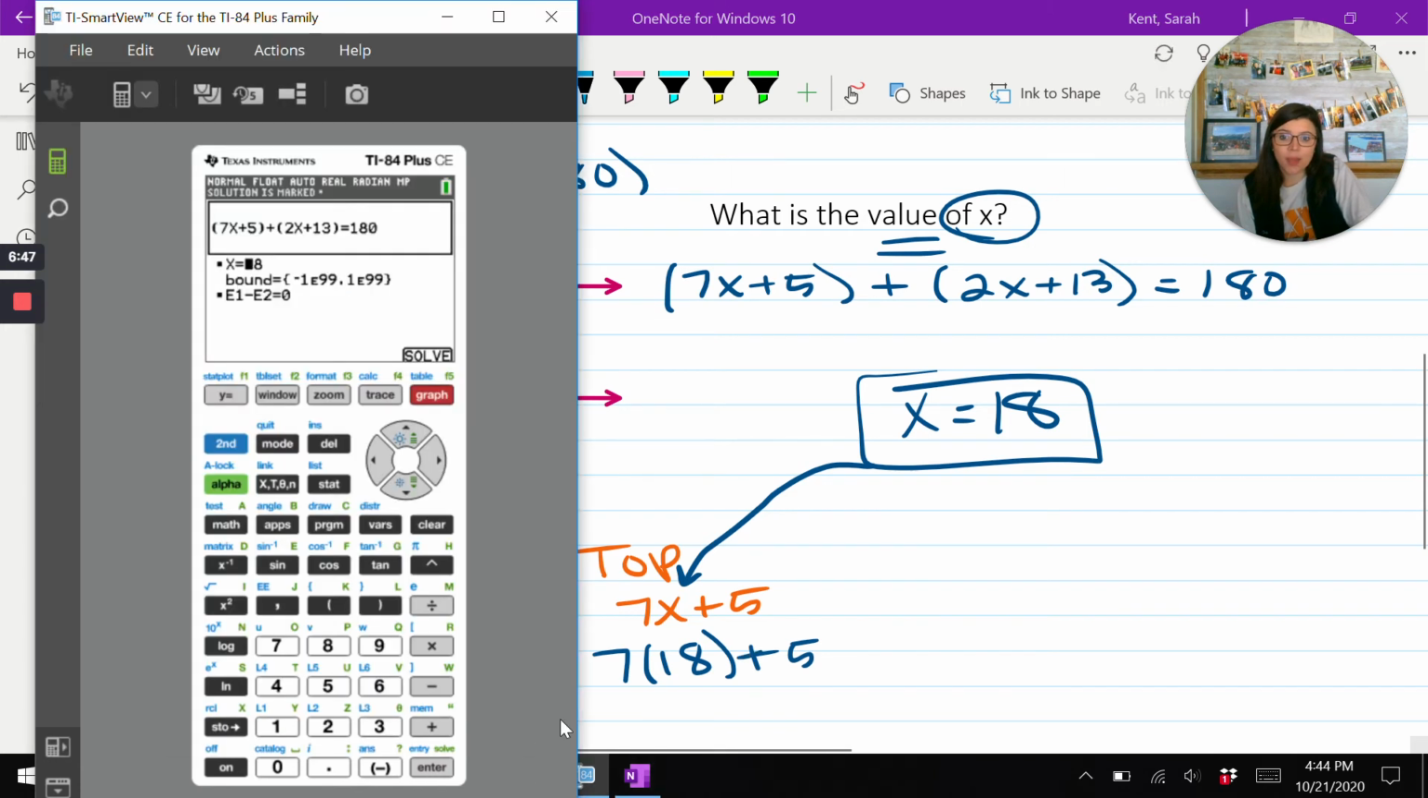So if I go to my calculator, I do not need the numeric solver. I just want this screen. And I can type in 7 times 18 plus 5. When I press enter, I'll get that the top angle is 131.